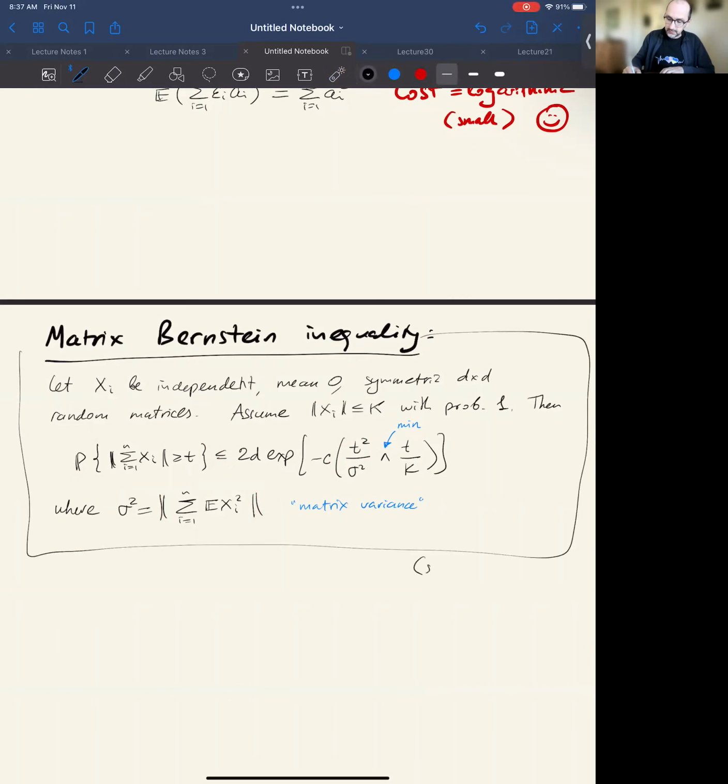And the proof is similar. Just take the usual proof of Bernstein that we gave and literally put matrices there, just like we did last time. And you will do this in the homework for Chernoff, I think. Okay, any questions about this?